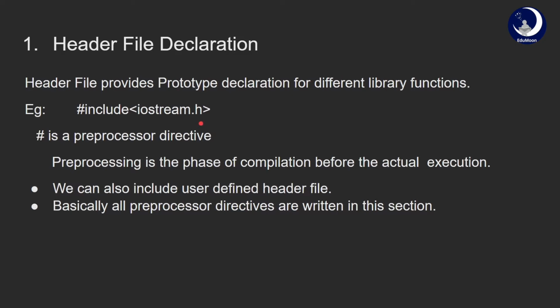This means that we should be incorporating all the library functions that are required using the name of the header file. Preprocessing is the phase of the compilation before the actual execution. We can also include user-defined header files. Basically all preprocessor directives are written in this section, that is the header file declaration section.